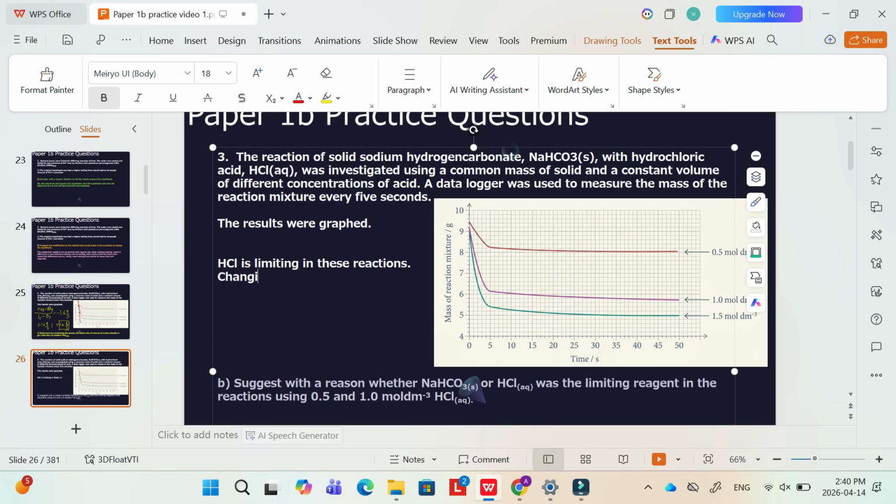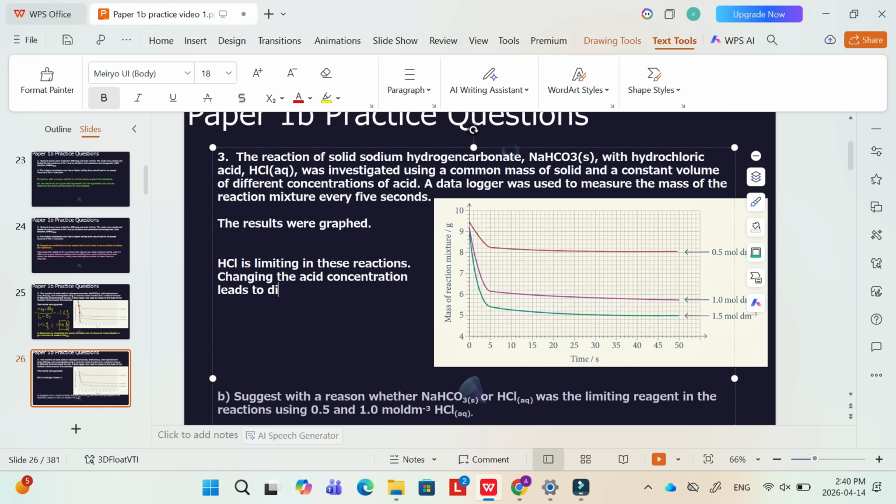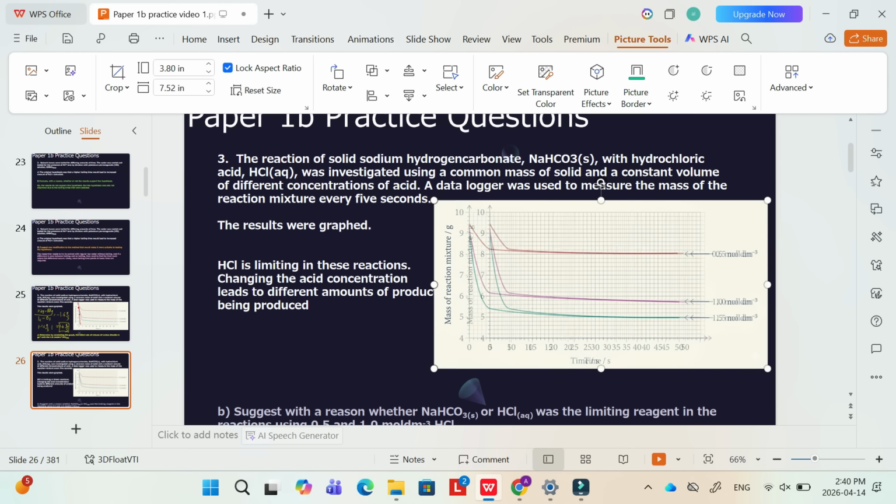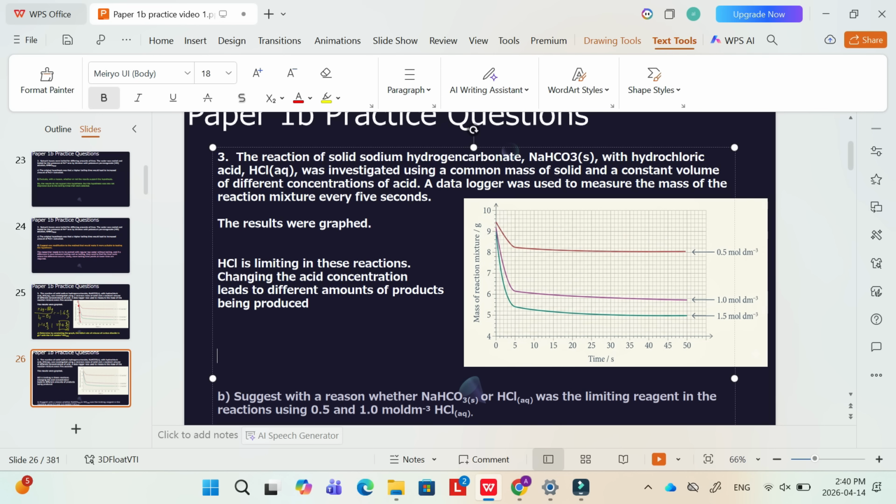Changing the acid concentration leads to different amounts of products being produced. Okay, that's all you need to say. Limiting reactants affect how much product can be produced. If it was excess, then changing this HCl concentration would not be changing the final amounts produced in these graphs.